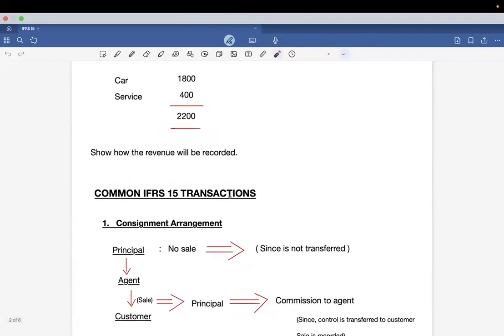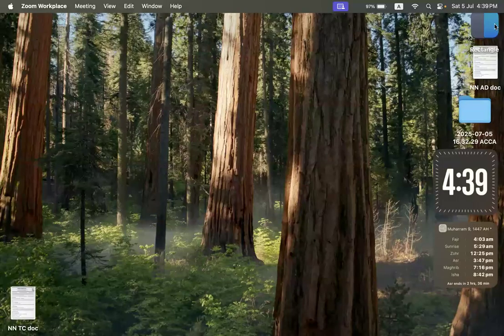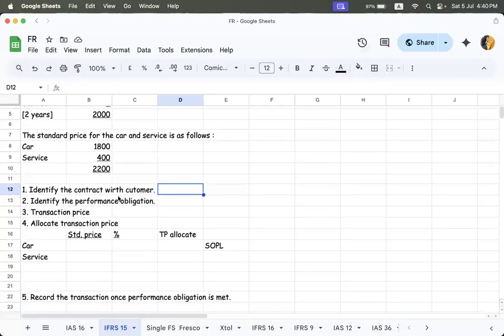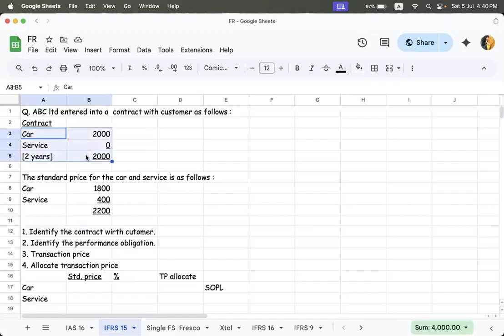So what we do is, we are going to identify the customer contract first, right? The contract is we are giving this to the customer. Identification done? Yes. Next is the performance obligation. The performance obligation is we are delivering a car. With that, we are giving a service for 2 years.